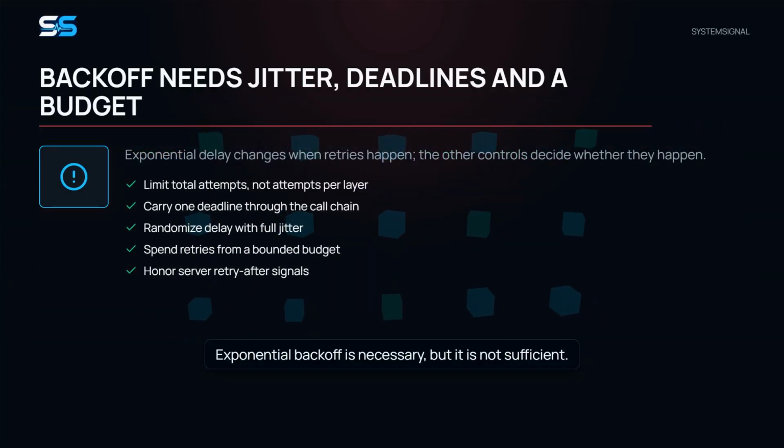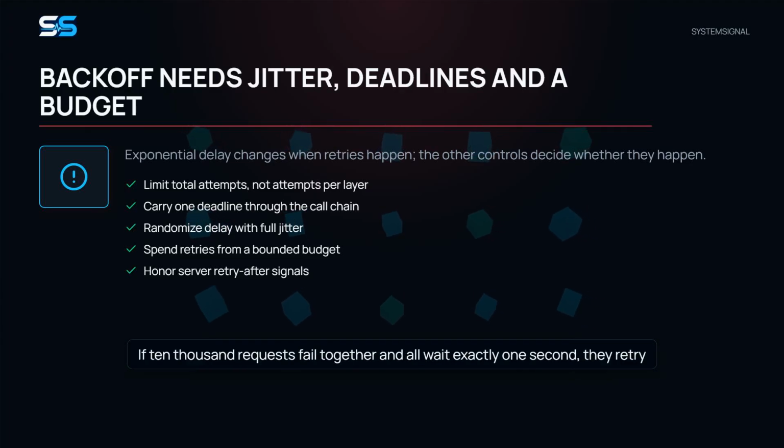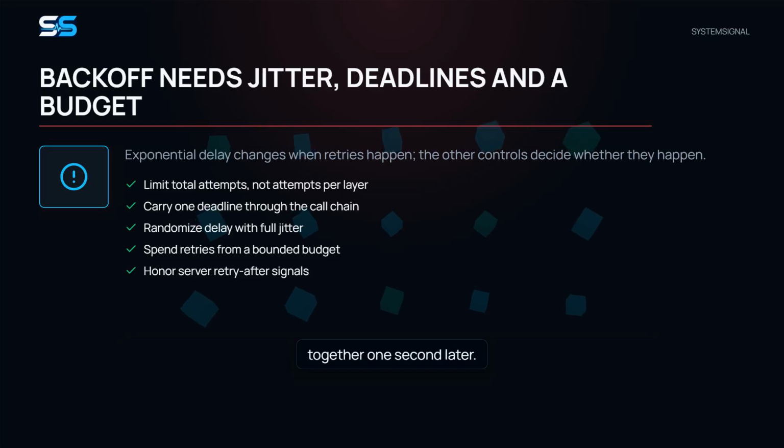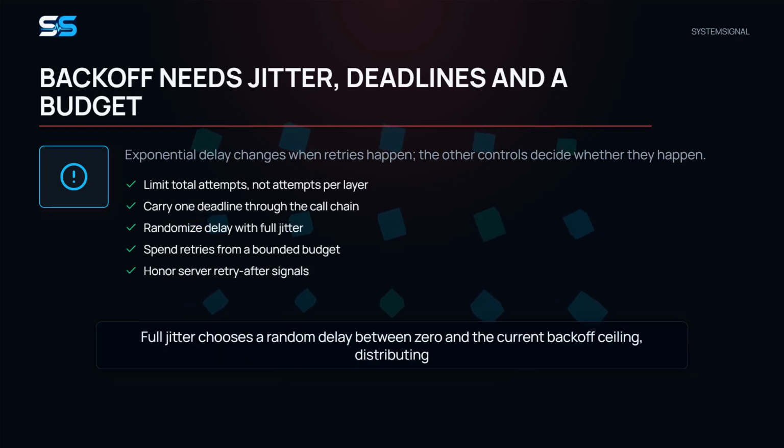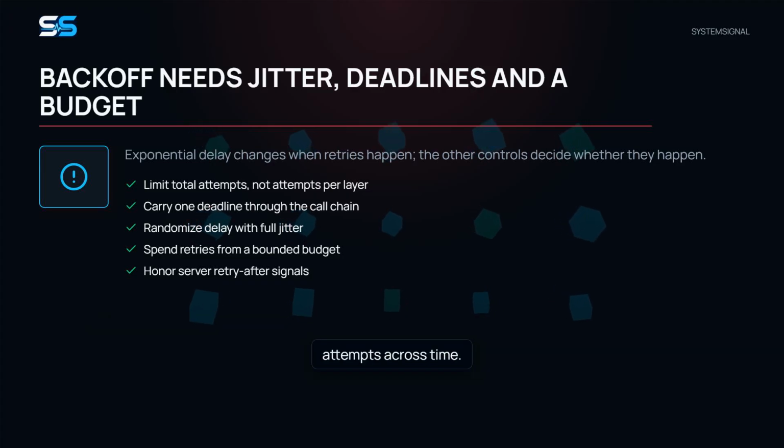Exponential backoff is necessary, but it is not sufficient. If 10,000 requests fail together and all wait exactly 1 second, they retry together 1 second later. The traffic spike has only moved. Full jitter chooses a random delay between 0 and the current backoff ceiling, distributing attempts across time.